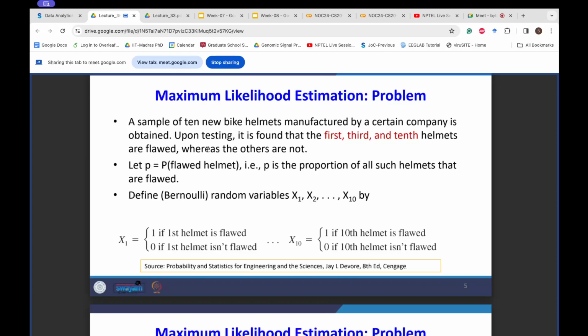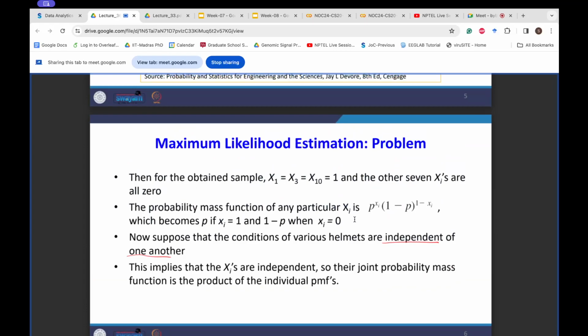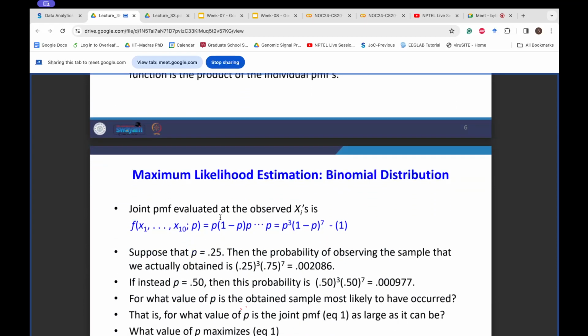So in this question, there are 10 new bike helmets manufactured by a certain company, and upon testing it was found that the first, third and the 10th helmet are flawed, whereas the others are not. So x1, x3 and x10 are flawed ones. The probability of being flawed is p over here, and the rest of them are not flawed. So the product will be p into 1 minus p. Third one is having fault, it's p. Okay, let me show it on the iPad quickly.